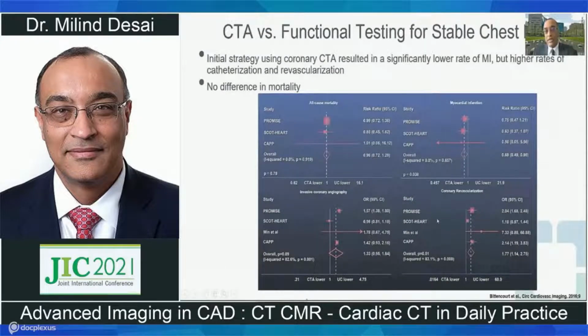Now, what to do? CT angiography versus functional stress testing, especially in patients with stable chest pain. The large-scale PROMISE study, sponsored by the NIH, along with the SCOT-HEART study, has shown that an initial strategy of using CT angiography results in a significantly lower rate of MI, but higher rates of catheterization and downstream revascularization. However, there was no difference in long-term mortality. So as a strategy, you can potentially use CTA versus stress testing in the rightly selected patients.